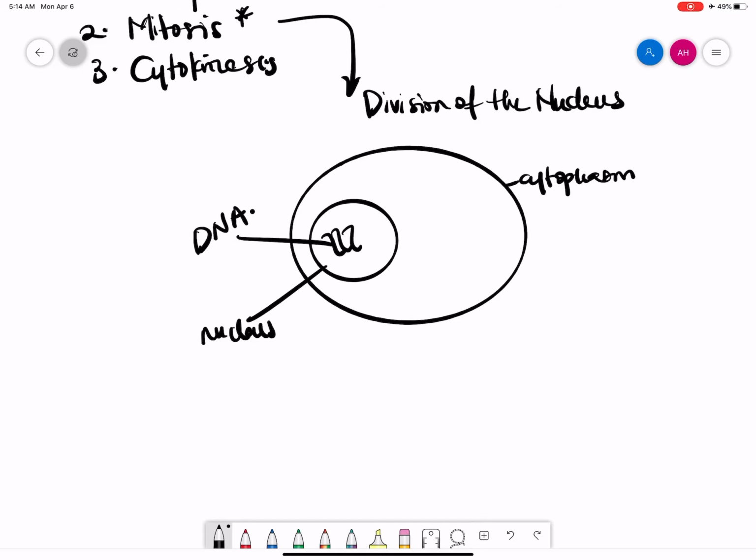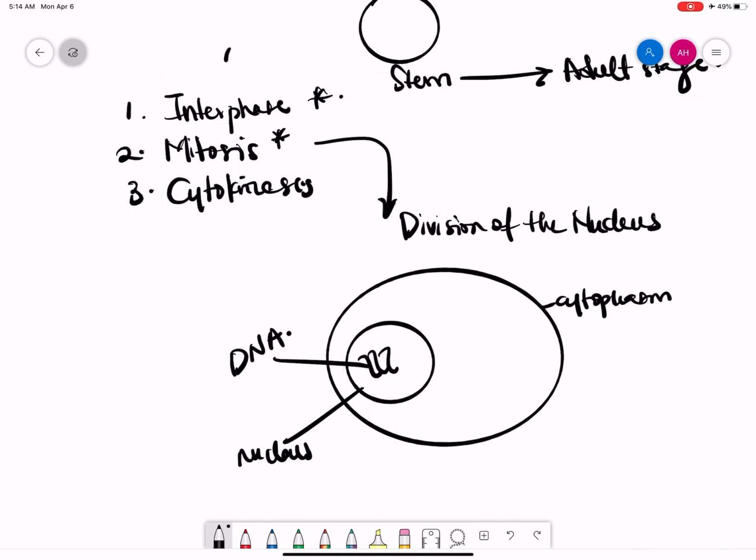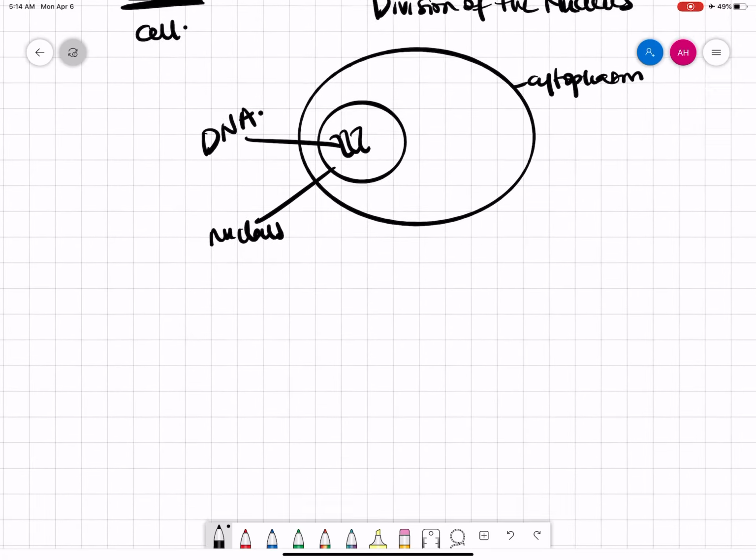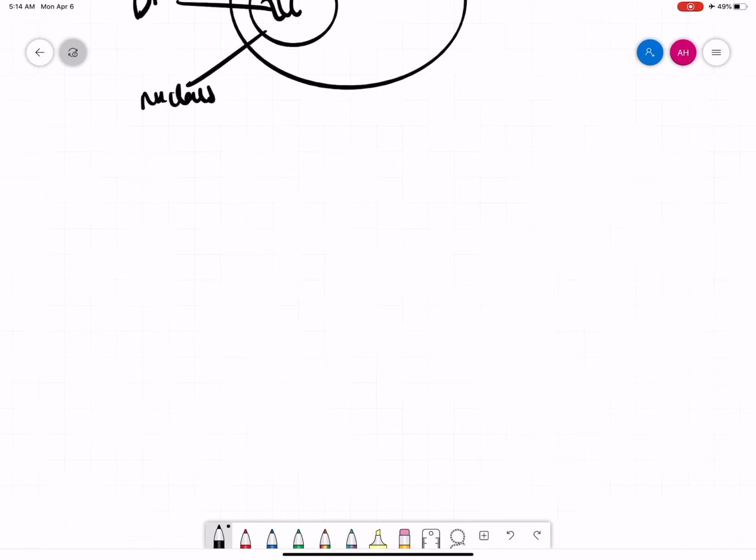to other cells. Okay, so we have interphase, which is the first stage of the cell cycle, mitosis, which is the division of the nucleus, and then we have cytokinesis, which is the division of the cytoplasm. Cyto meaning cell division. Okay, so let's talk about interphase. Let's start with interphase briefly.